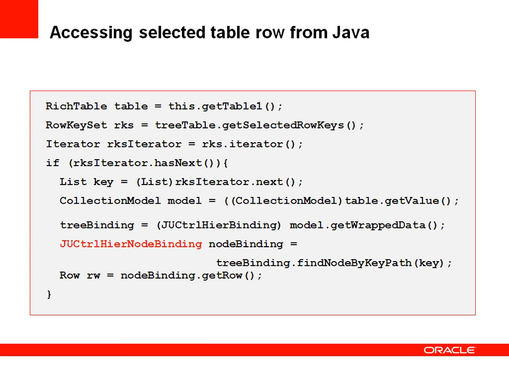From the collection model, which I get from table get value, I can get access to the control hierarchical binding, so the tree binding. One of the methods I introduced on the previous slide is find node by key path. So to get the current selected row, I just call find node by key path on the tree binding and pass in the key that I got from the table, and then voila, I get access to my row object. Here I can access the attributes of the row, update, insert, whatever I want in Java. So everything we can do in expression language, we can do exactly the same in Java.